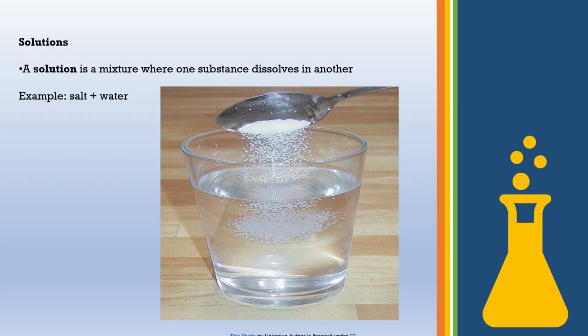Now let us understand solution. A solution is a type of mixture in which one substance dissolves in another. For example, when salt is added to water, the salt dissolves completely in water. Here, salt is the solute and water is the solvent. After dissolving, we cannot see the salt separately, but it is still present in the water. This mixture of salt and water is called a solution.